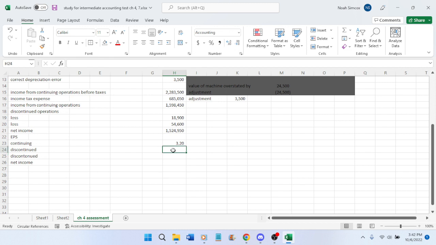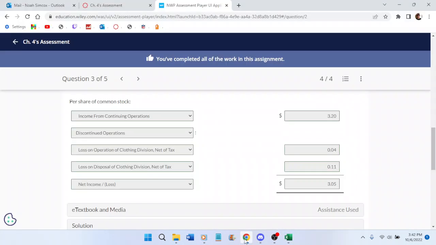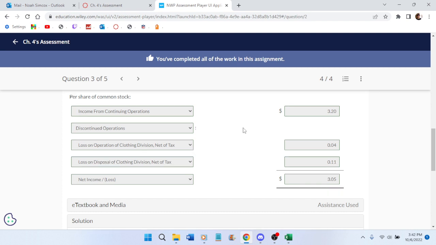Discontinued 1 equals negative this divided by, equals negative this divided by, equals, and then I'm not even gonna, oh wait, well this one's already here, equals this divided by, so 3.20, negative 0.04, negative 0.11, 3.05.